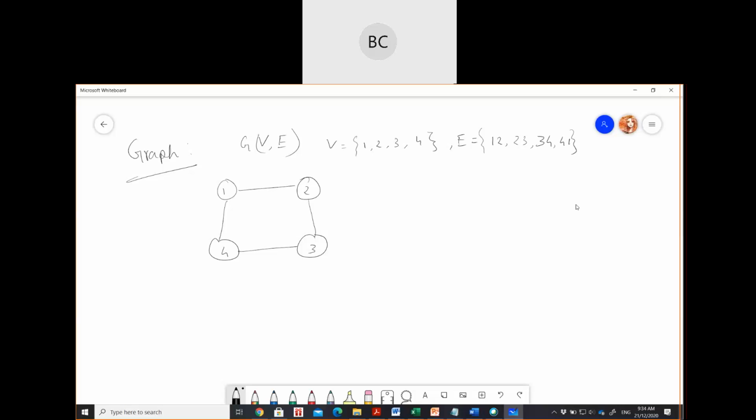Okay. So next, what is path? Okay. Before path, I want to say that there are two types of graph. Okay. Two types of graph. One is undirected and one is directed. From the name itself, can you tell me what is undirected and what is directed?